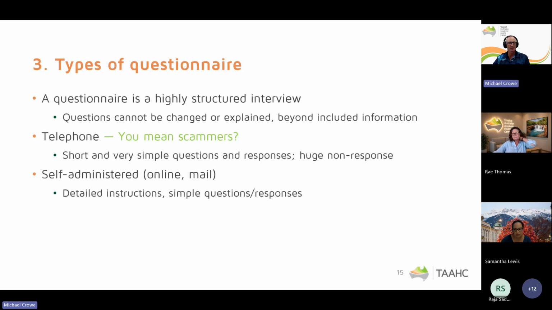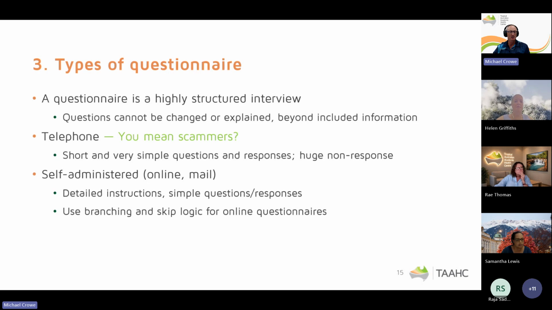Self-administered questionnaires are the ones you get in the mail or online, mostly online these days, of course. And it's easier, as I said, I'm repeating myself a bit here, to give detailed instructions. You can have a little more complex questions and responses too. Especially online, you can use what are called skip logic and branching. Say you ask them, do they smoke? If they don't smoke, you can skip a whole heap of questions related to smoking and go on to ones that relate to other things, so that you skip all the things participants don't want to answer or don't have the information about.